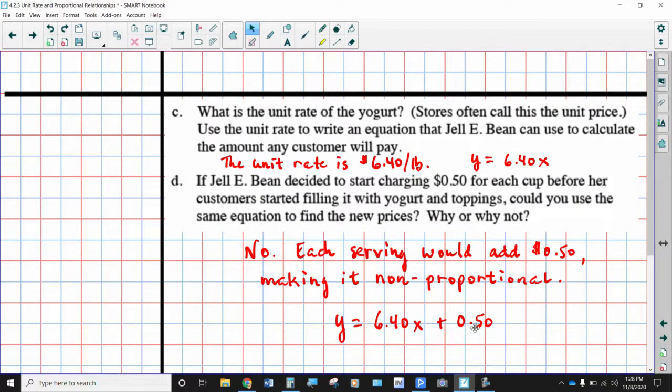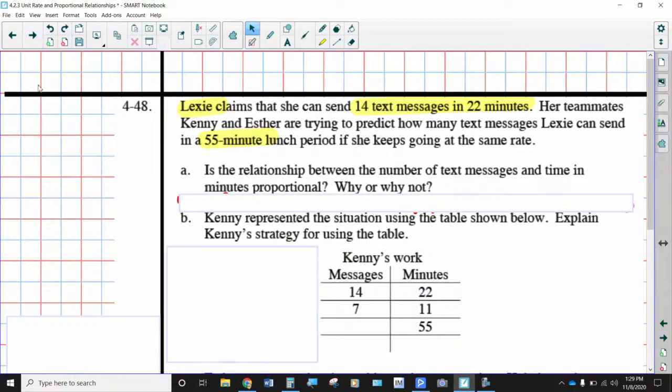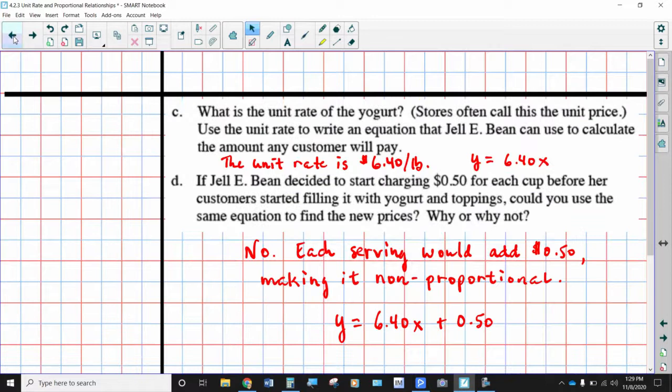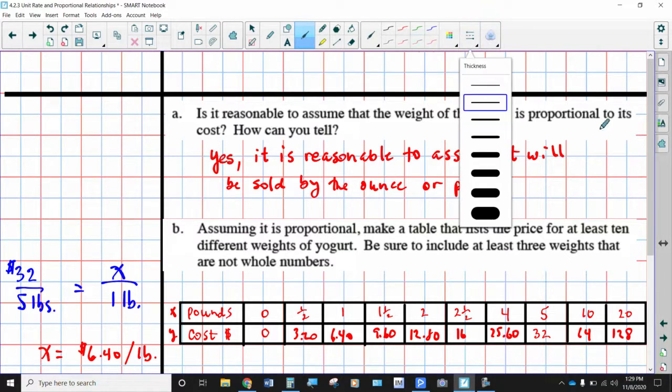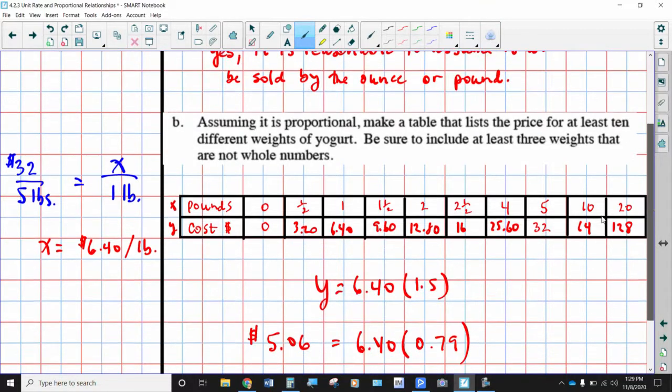No, that wouldn't work. So that would change the equation to the price of the yogurt plus the cost of the cup on top of that. And if we were to put that into the table, if we were to just add 50 cents to each one of these, we would get a new price, and you would see that they would not be proportional.